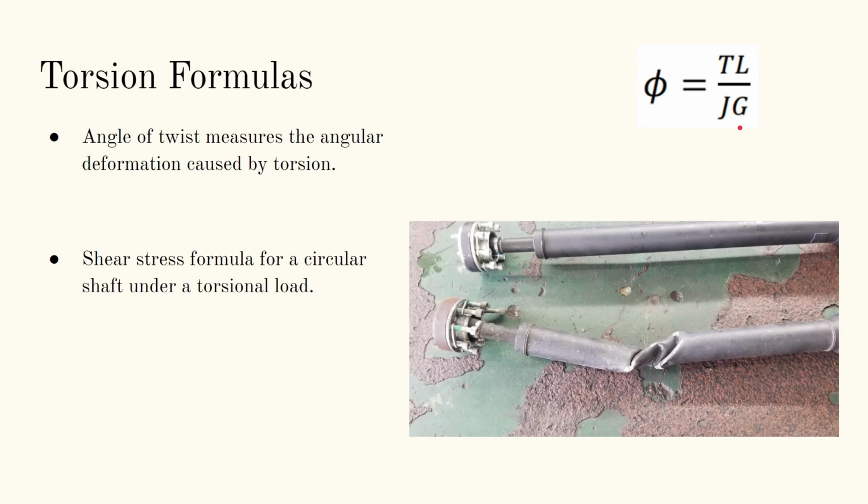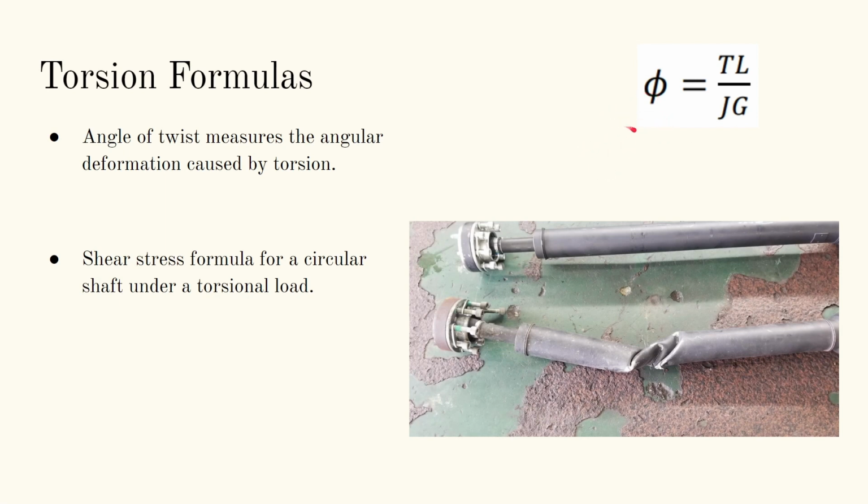This formula is for when the torque is constant throughout the cross sections in a circular shaft. So when a shaft has multiple torques or shear modulus of different materials or different diameters, you can find the angle of twist of the whole thing just by summing each angular twist up.